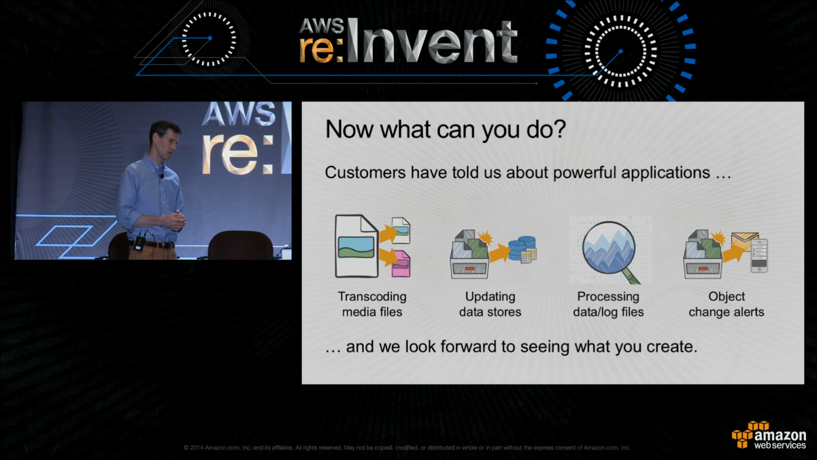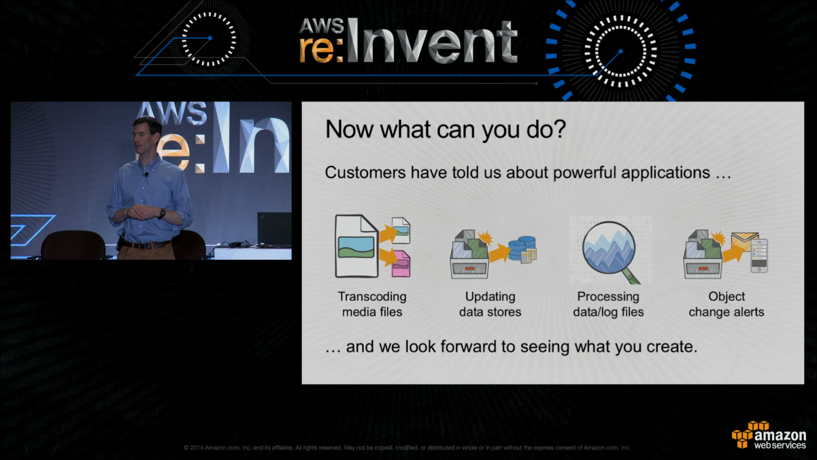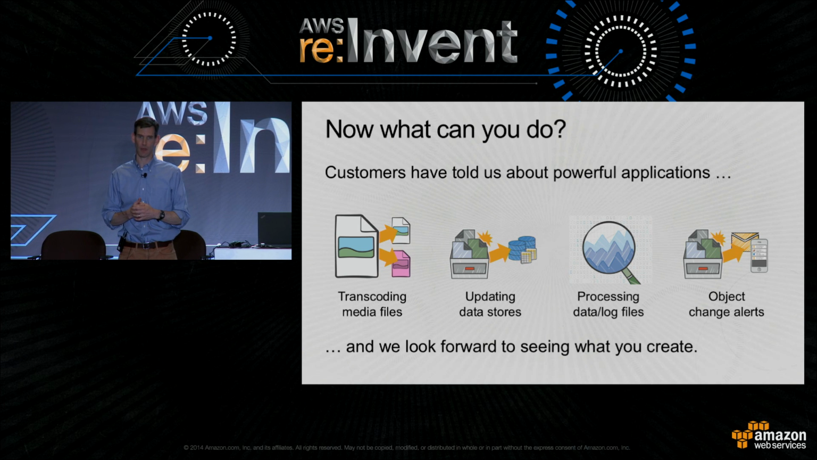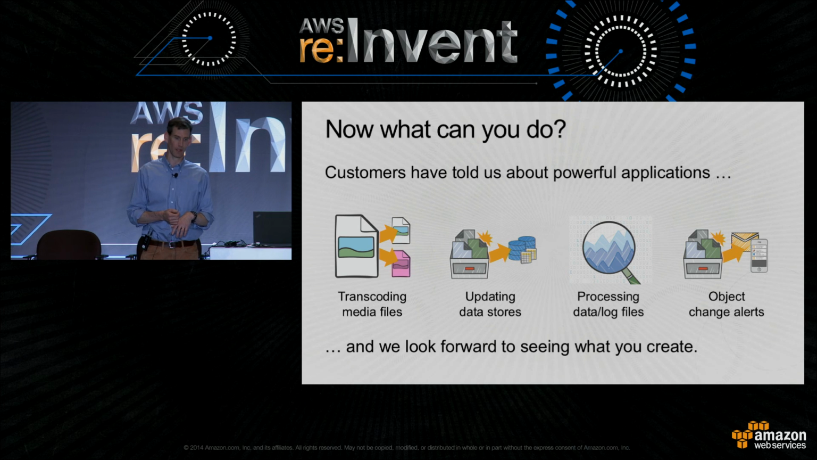And then the last general category here are the object change alerts. So particularly if you have a person, perhaps, that needs to be notified that there's a work product they need attention for, or maybe another manual process, you can send that email or that mobile alert based on the event notification that happens in S3.